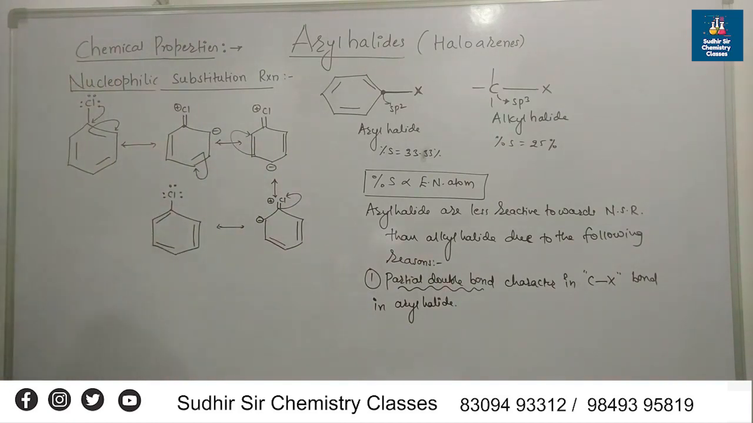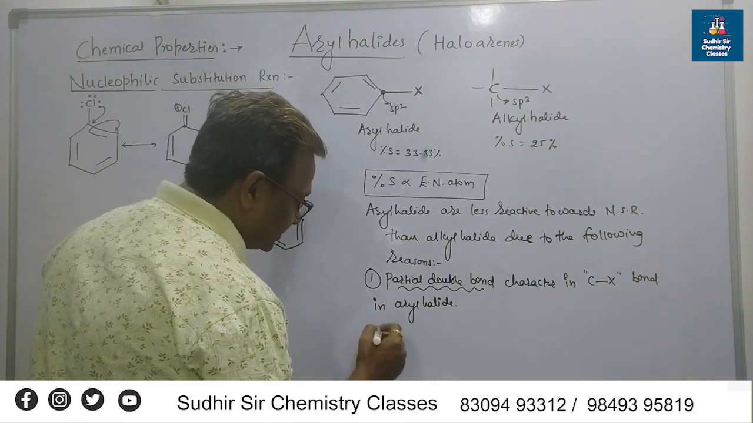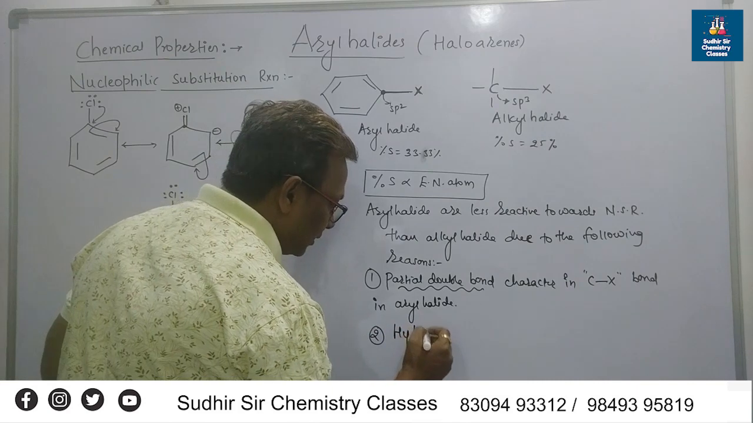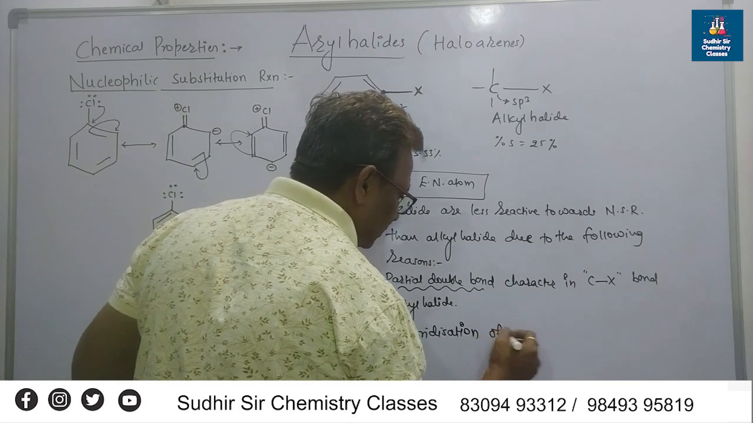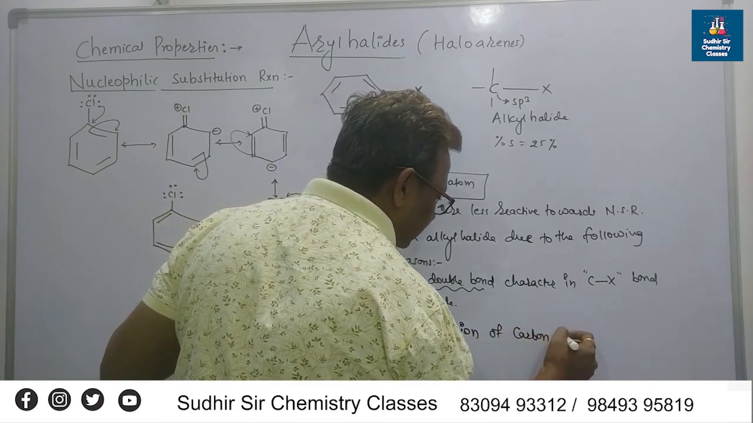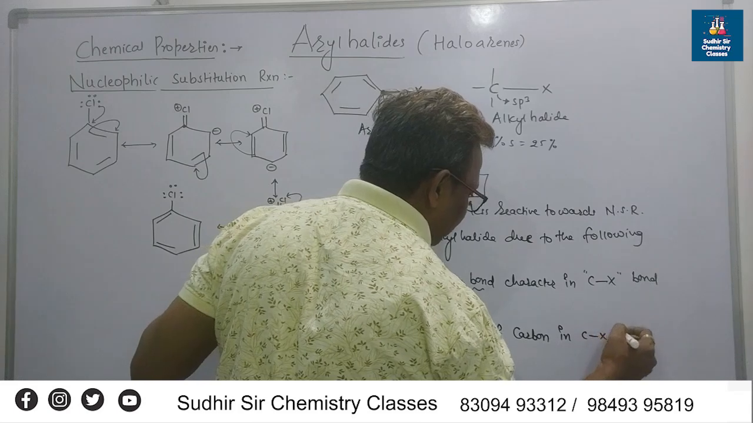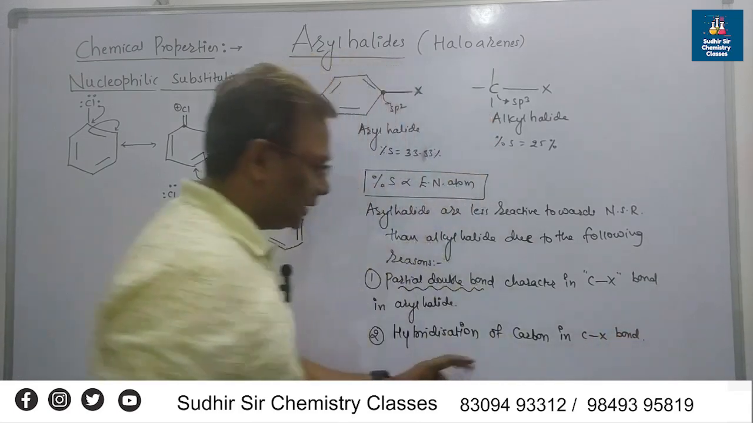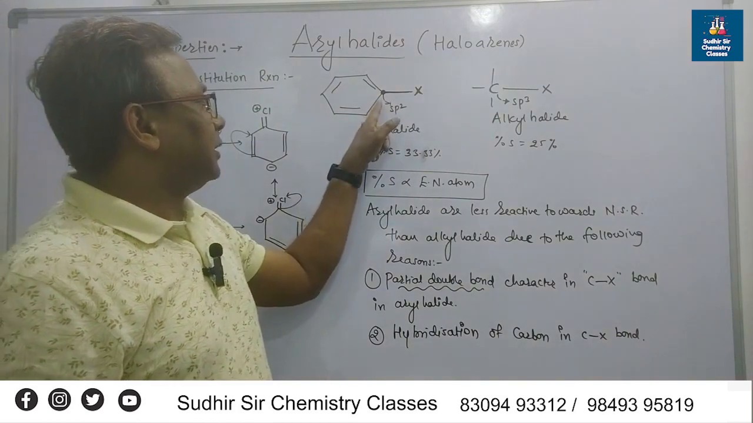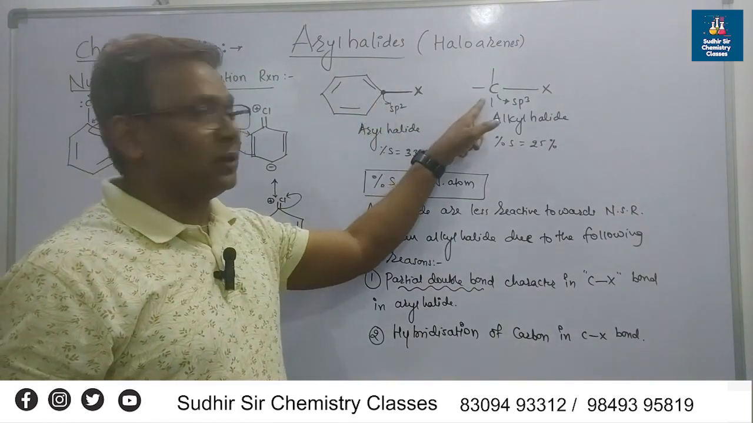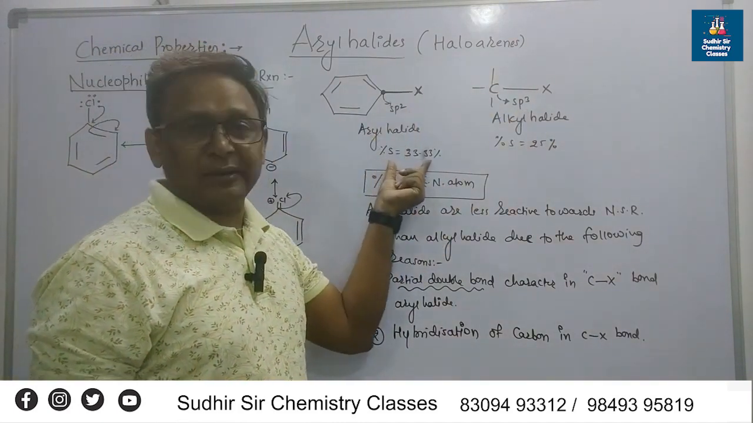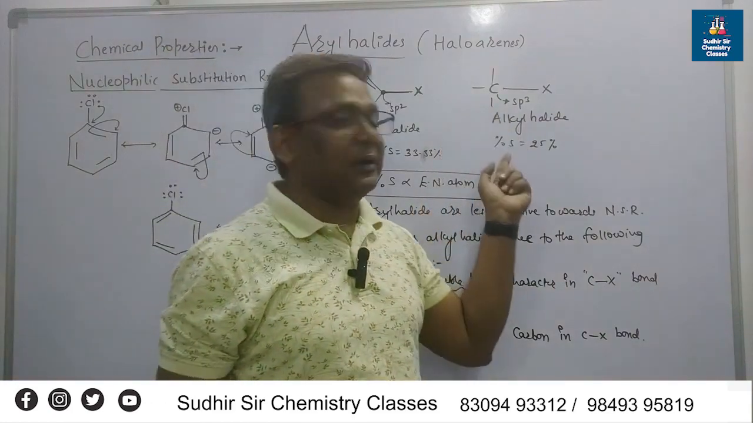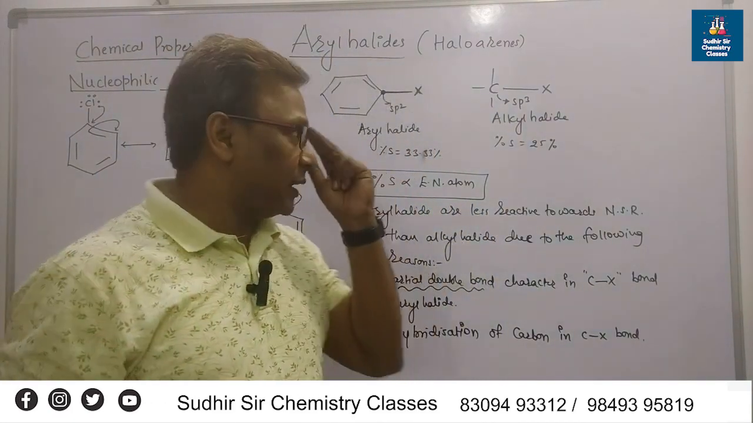The second reason is the hybridization of carbon in the carbon-halogen bond. I think you saw it, this reason is there on the board. The carbon of aryl halide is sp2 hybridized, but the carbon of alkyl halide is sp3 hybridized. In sp2 hybridized, the percentage of s character is 33%, but in sp3 hybridized, the percentage of s character is 25%.